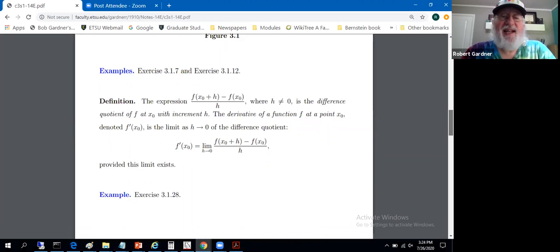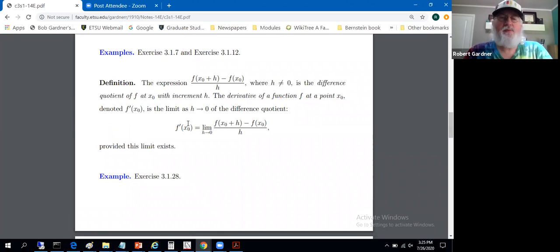A very slightly new definition. I warned you about some redundancy. The expression f of x0 plus h minus f of x0 over h, where h is not 0, is called the difference quotient. The difference quotient of f at x0 with increment h. We'll mention difference quotients a bit. They'll be useful when we use these things, and maybe the x and y values have units like miles per hour, and these are going to be rates of change.